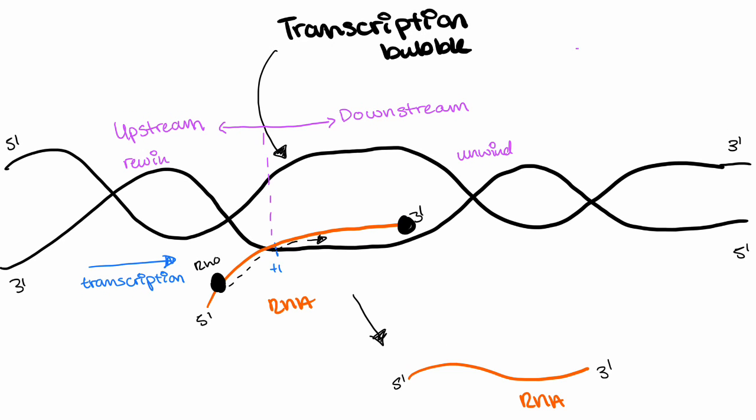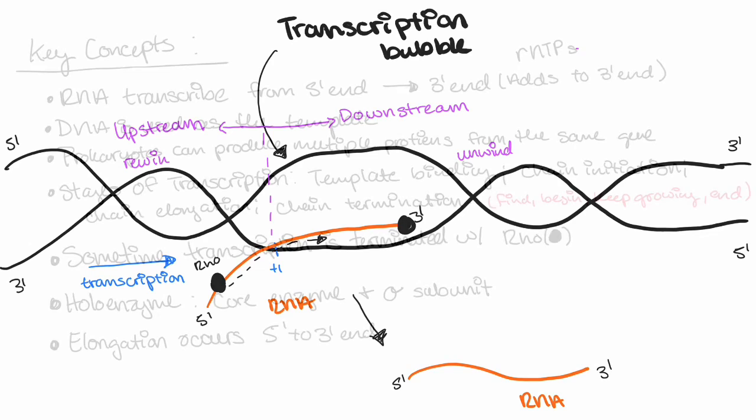Rho dependent occurs when the rho binds to the RNA and moves towards the 3' end. The rho molecule has helicase activity and thus relieves torsion and stress and unwinding of the sequence, causing transcription to end.